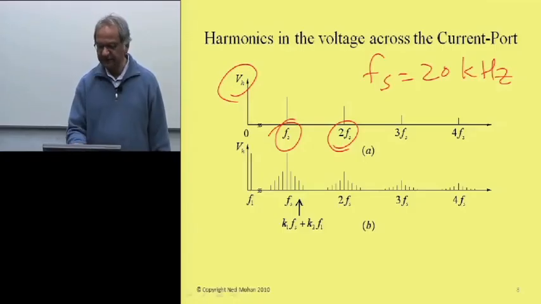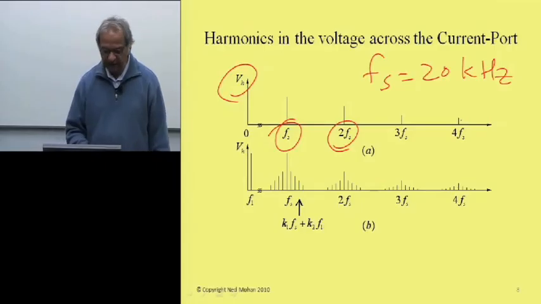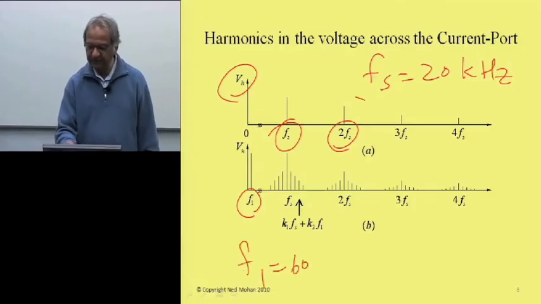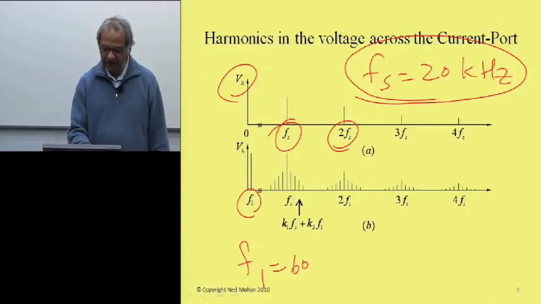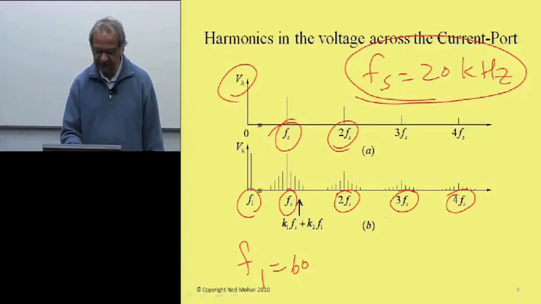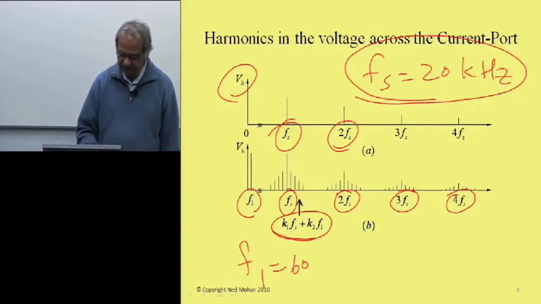So this is in case you're trying to produce a DC voltage at the output, whereas if you are trying to produce some low frequency, let's say F1 was 60 hertz, but you still have the switching frequency of 20 kilohertz, then what will happen is around the switching frequency and its multiples, we'll see some sidebands. And sidebands would be related to the switching frequency by some expression like this.